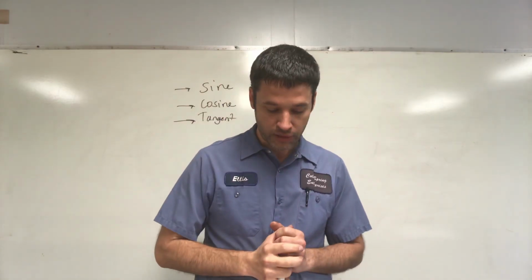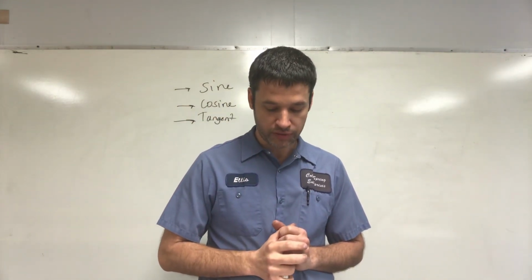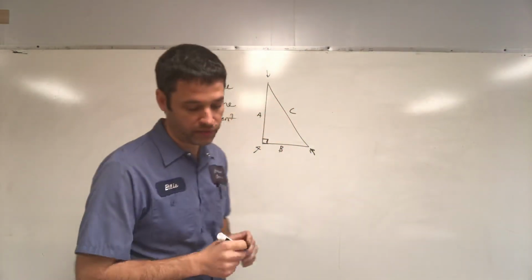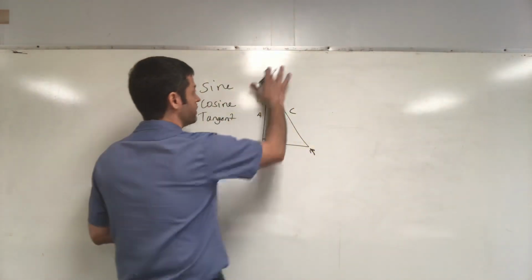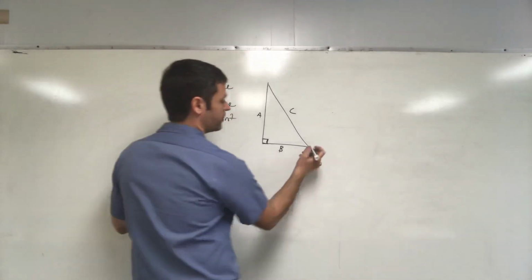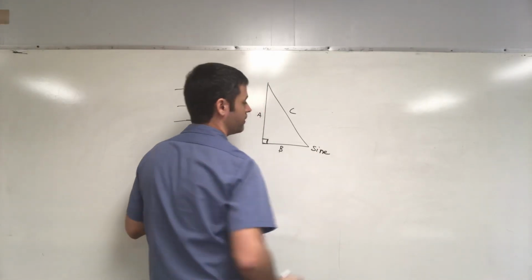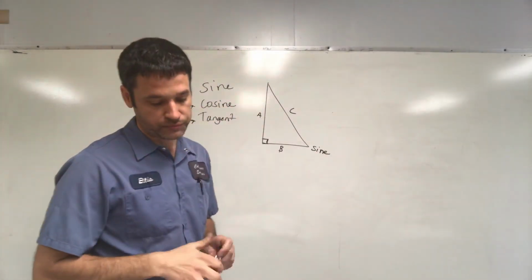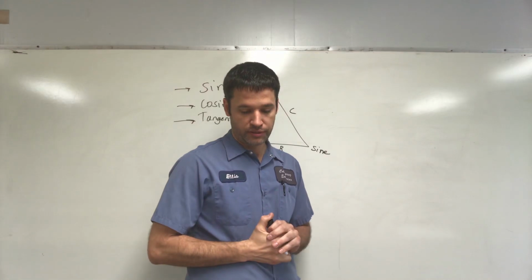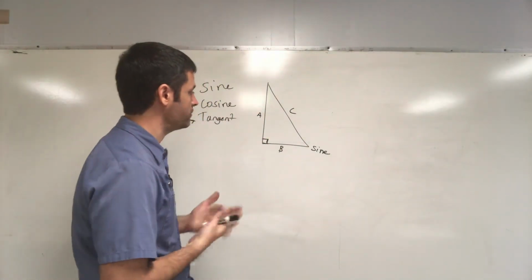All right. In a right triangle, the sine of an angle is the ratio of the length of the leg opposite the angle to the length of the hypotenuse. So let's say that we want to talk about this angle right here, and we're going to talk about the sine of this angle. So the sine of that angle is the ratio of the side that's opposite the angle to the hypotenuse.